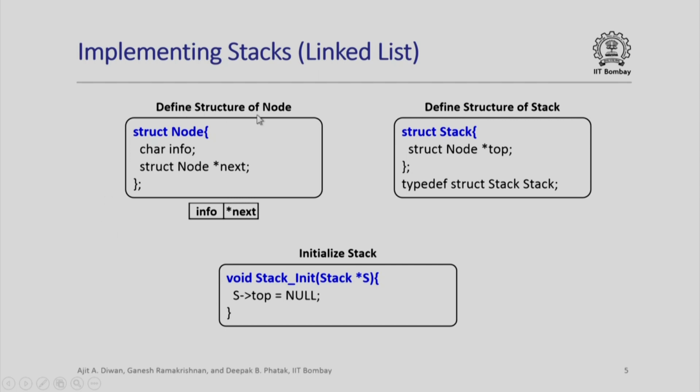First, definition of structure of a node, we already seen that. Definition of structure of stack, we already seen that. It's a linked list of the nodes that we have defined here. Initialization of the stack is very simple. We just set the top pointer to null. That means the stack does not contain any node at all.